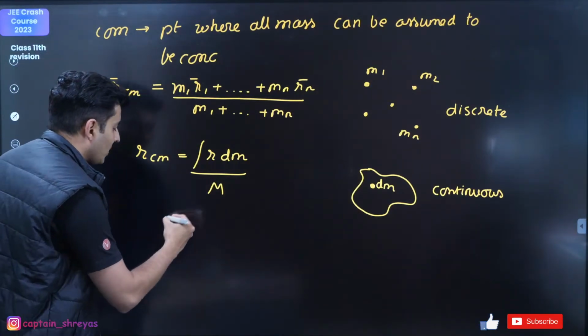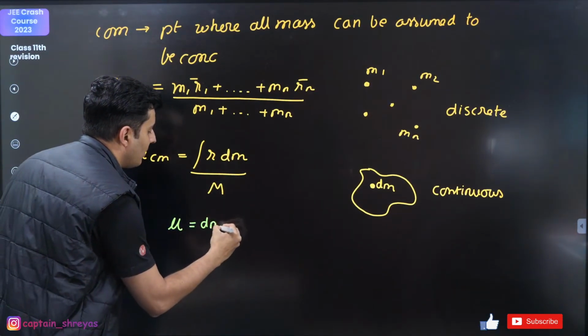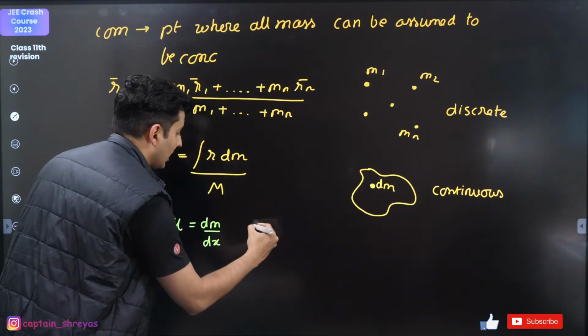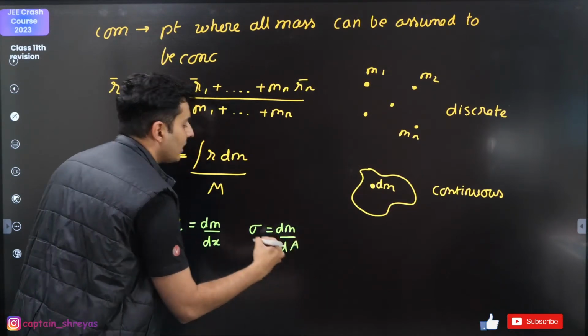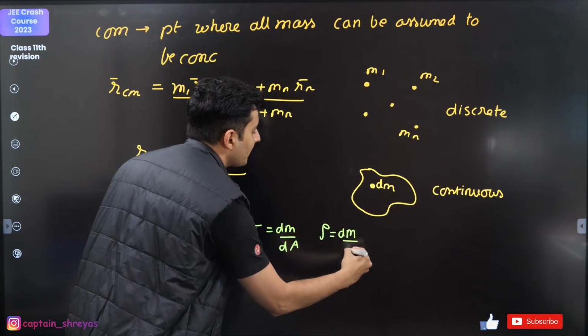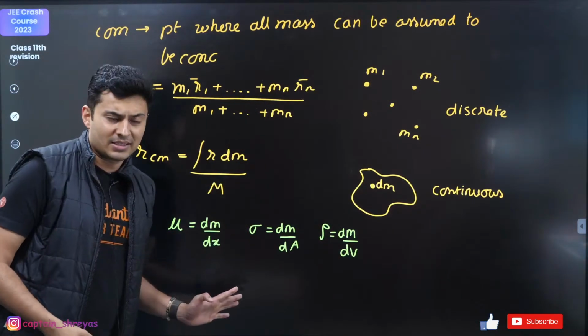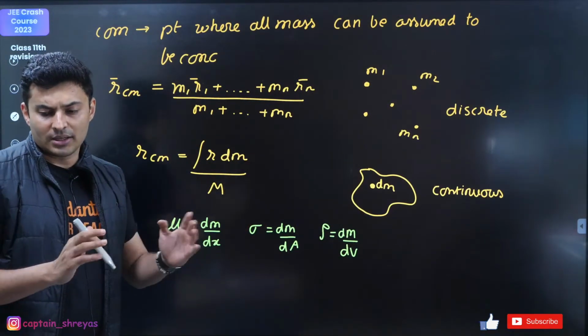But remember, generally they give you mass per unit length, which is basically dm by dx, or they give you mass per unit area, that is sigma, dm by dA, or they give you mass per unit volume, that is rho, which is your normal density. From this you can integrate to find the total mass of that body. That is what it is.